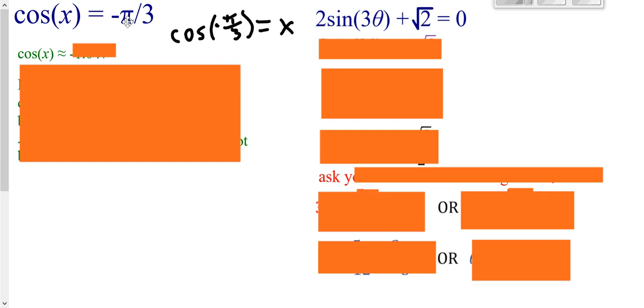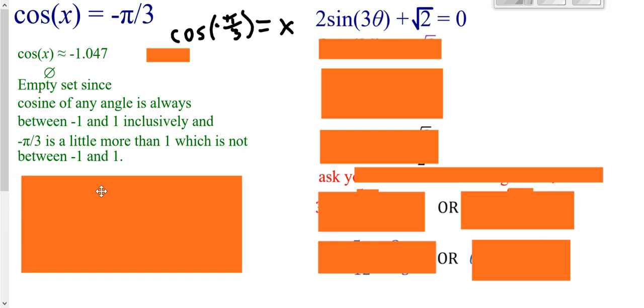Well, remember pi is a little bit more than 3. A little bit more than 3 divided by 3 would be a little bit more than 1 in this case. So remember, your cosine graph only goes up to a height of 1 and down to a depth of -1. Or cosine on your unit circle, dealing only with your x-coordinate, only goes to the right to +1 and to the left to -1. So it'll never get to this. So it's really the empty set.